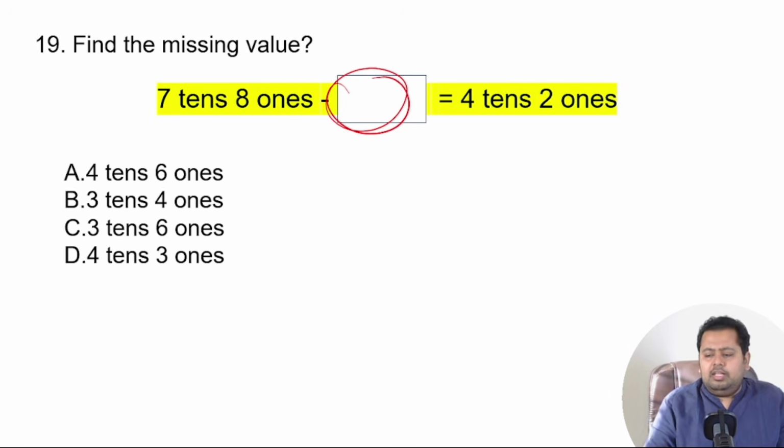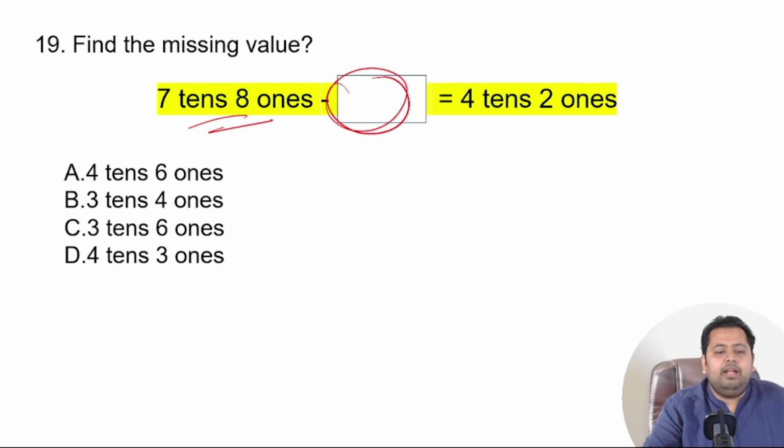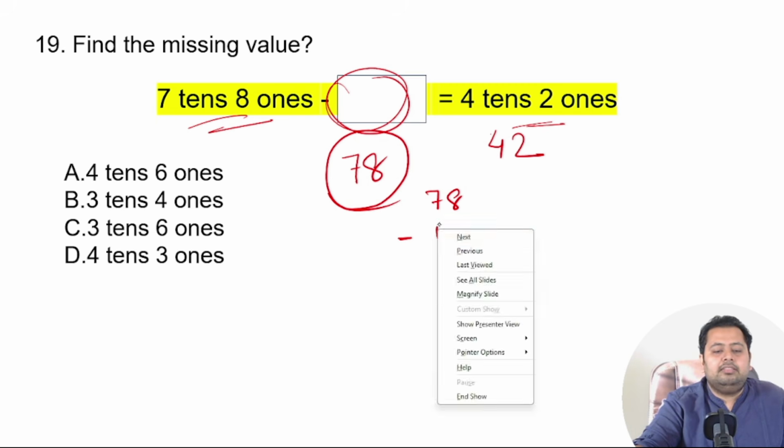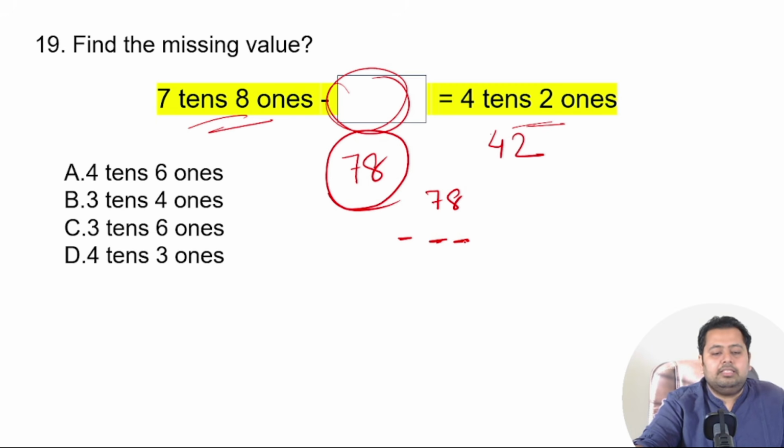Great. I hope you have got the answer correctly. 7 tens and 8 ones is nothing but 78. 4 tens and 2 ones is nothing but 42. So what should be subtracted from 78 that you get 42 as an answer, right? So for example, let's consider this as dash and dash, and then you should have gotten 42. So 8 minus what will give you 2? 8 minus 6 gives you 2, right? So this is nothing but 6.